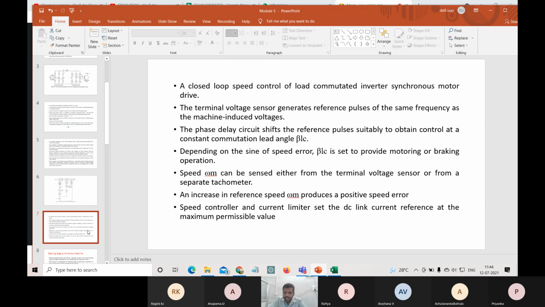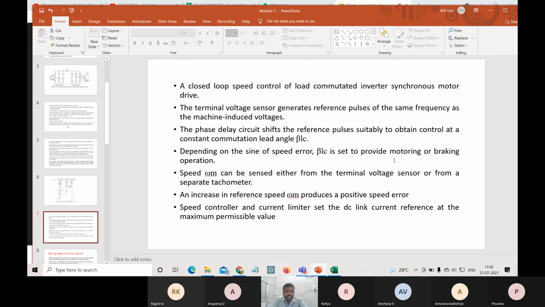Depending upon the sign of the speed error, whether it is positive or negative, beta LC is set to provide motoring or braking operation. If it is positive, take it as a motoring action, and if the speed error is negative, take it as a braking operation. So depending upon the sign of the speed error. Actually, I have the sign, SIGN, not sine. And speed omega m.